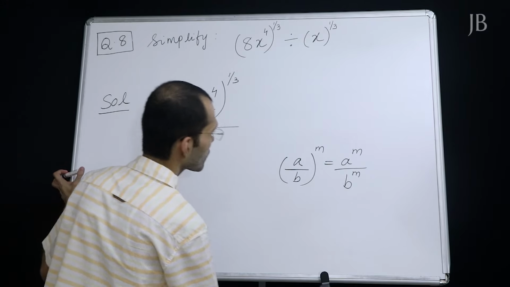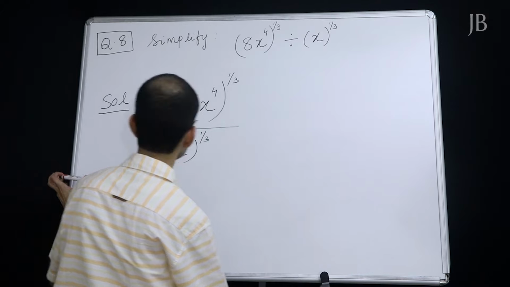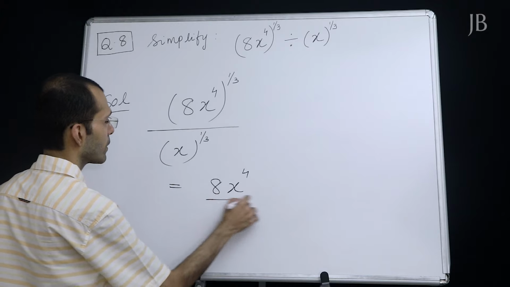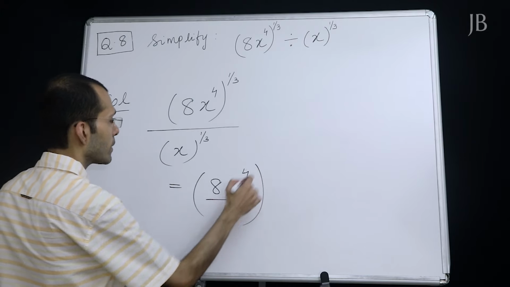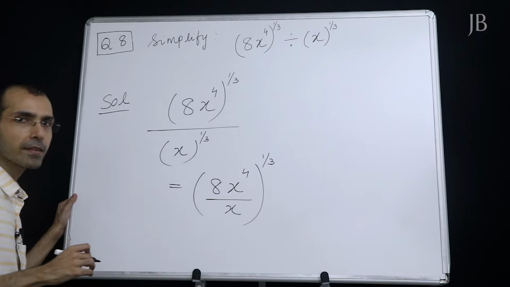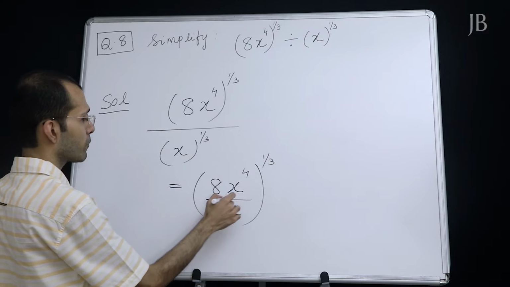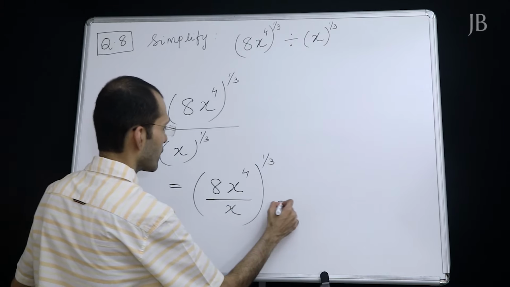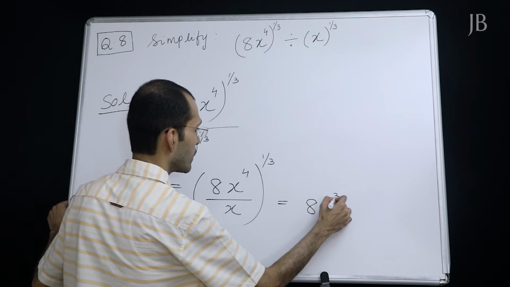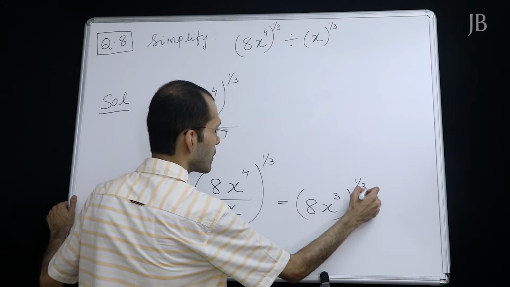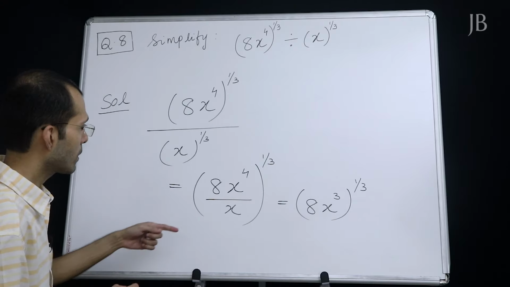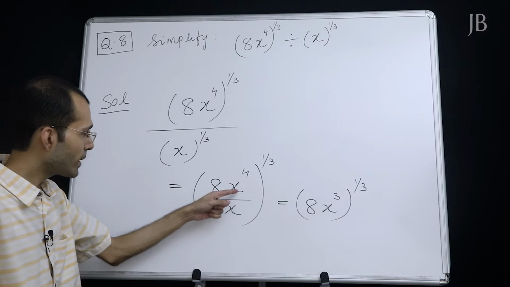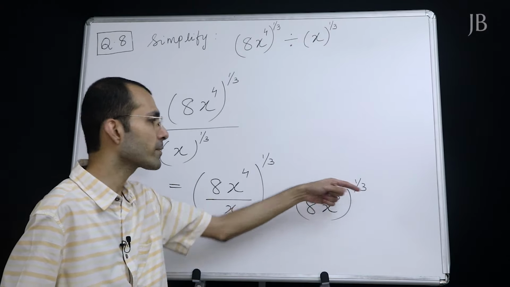So first technique I will show you that way. Now this will be written as 8x raised to 4 upon x, the whole raised to 1 by 3. So x raised to 4 and x will get cancelled, right? A simple algebraic simplification. So this will be 8x cube, the whole raised to 1 by 3. Now, x raised to 4 upon x is how much? x cube, and then into 8. So that is 8x cube the whole raised to 1 by 3.